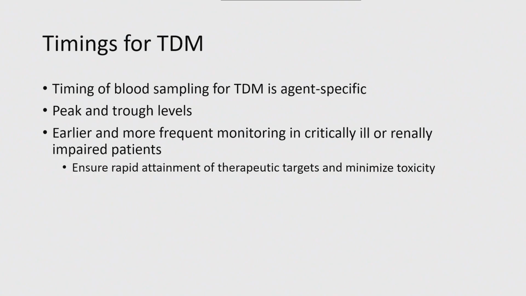So generally we look for two levels, one is the peak level. For most of the drugs, except for the aminoglycosides, the peak level is studied 2 hours after the infusion, and we also check for the trough level, right? So just before the next dose, we again draw blood to check for the trough level. For a patient who has severe critical illness and unstable renal function, we generally go for frequent and early therapeutic drug monitoring.